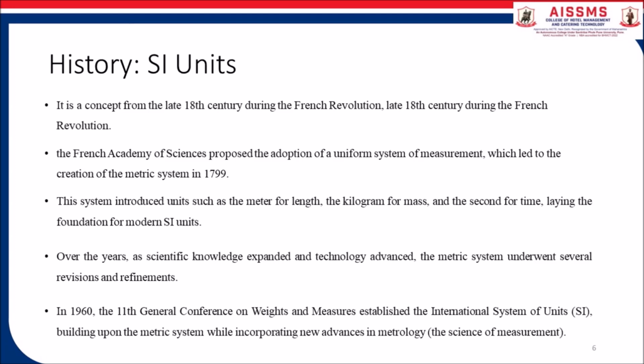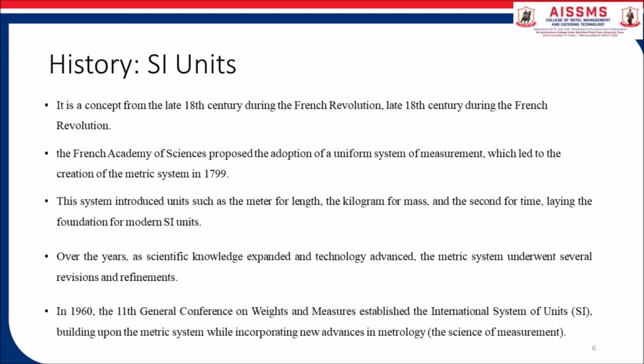In response to this need, the French Academy of Science proposed the adoption of a uniform system of measurement, which led to the creation of the metric system in 1799. This system introduced units such as the meter for length, the kilogram for mass, the second for time, laying the foundation for the modern SI unit.